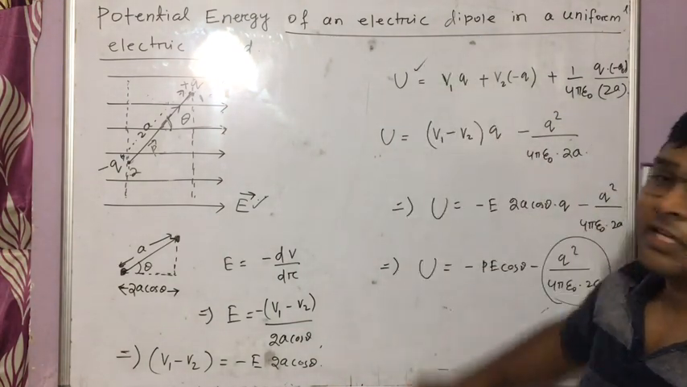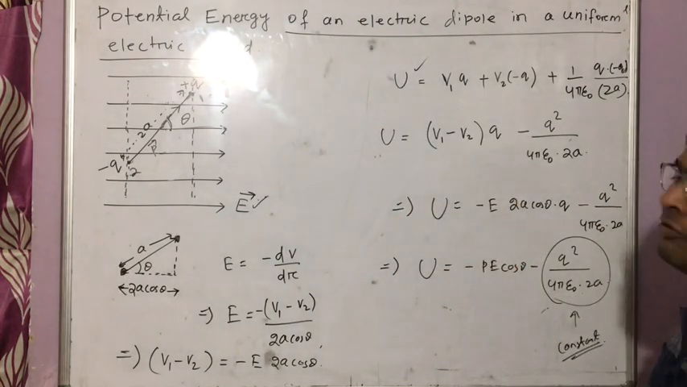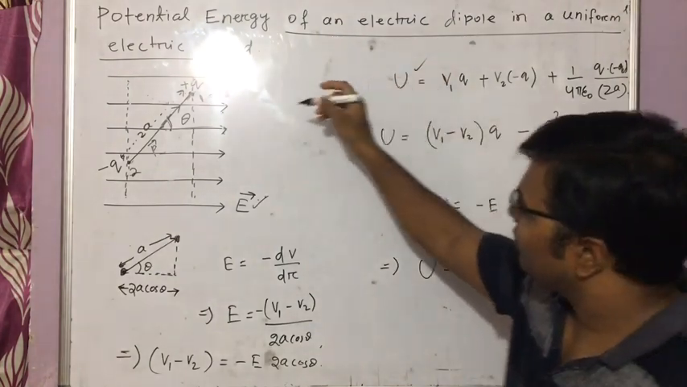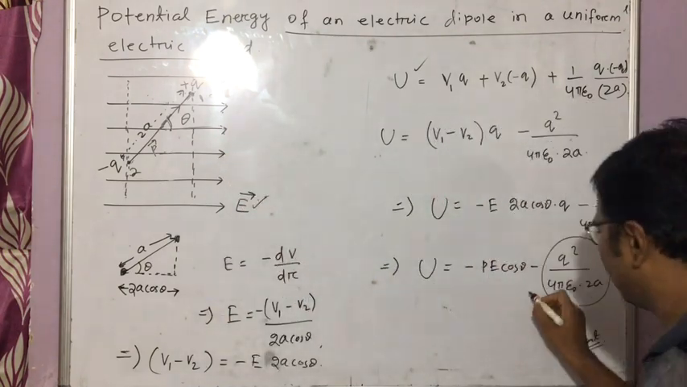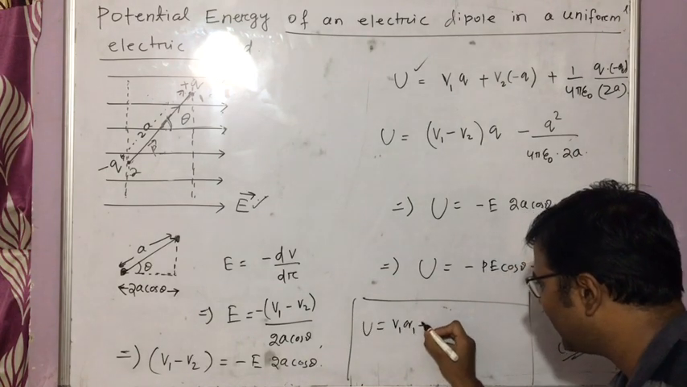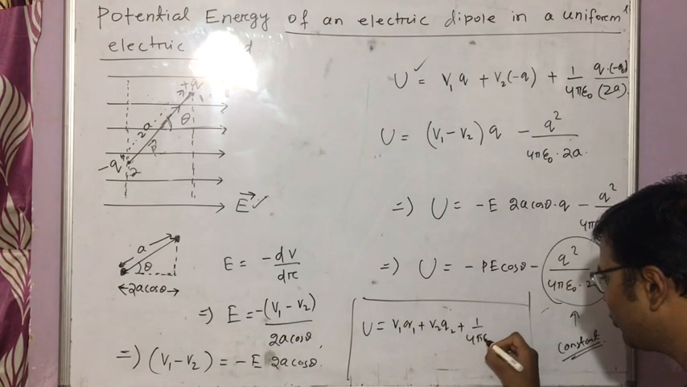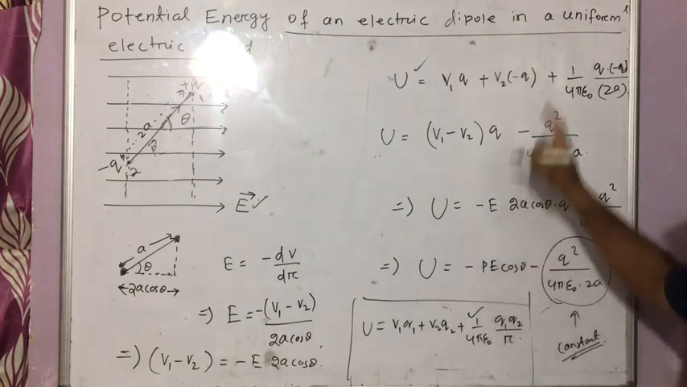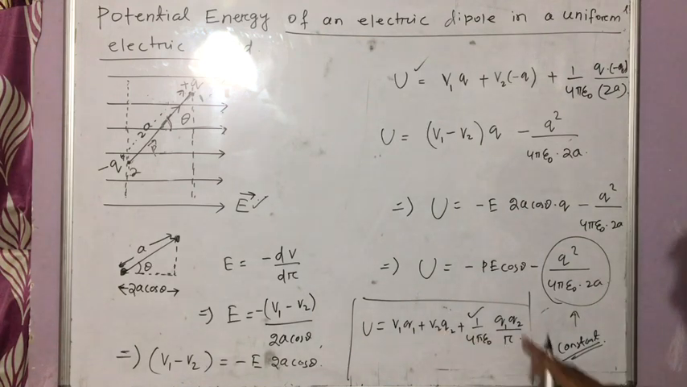We can use the equation we took for a two-charge system in a uniform electric field. What is that formula? That formula is U is equal to V1 Q1 plus V2 Q2 plus 1 by 4 pi epsilon naught Q1 Q2 by R. The same formula I have applied here.